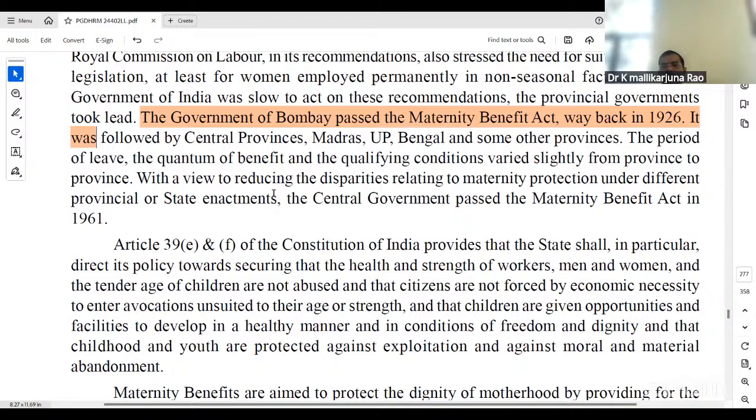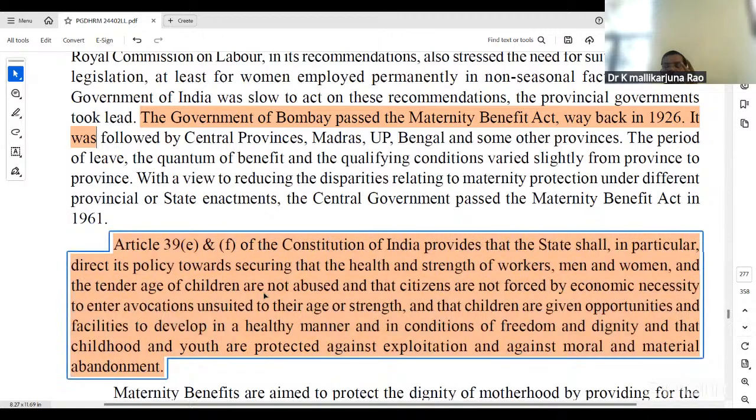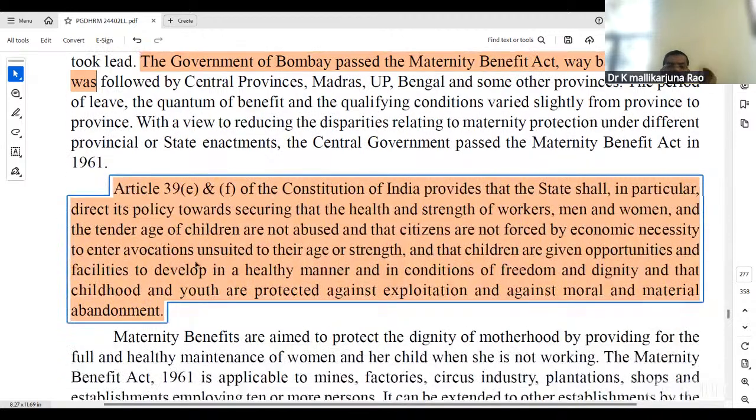After that, in the Constitution, Article 39, clauses (e) and (f) of the Constitution of India provide that the state shall, in particular, direct its policy towards securing that the health and strength of workers, men and women, and the tender age of children are not abused, and that citizens are not forced by economic necessity to enter vocations unsuited to their age and strength. So the constitutional provisions also favor this maternity benefit act.